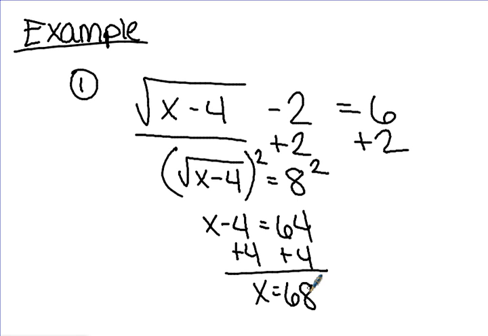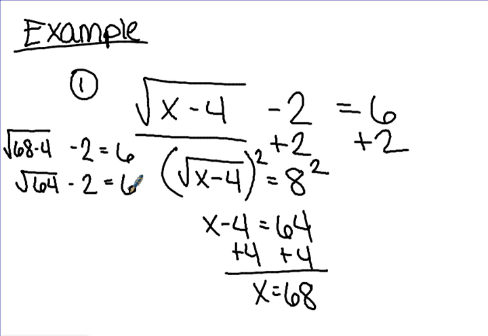So what we're going to do is substitute 68 in for x. So we have the square root of 68 minus 4, minus 2, and it should equal 6. Well, 68 minus 4 is 64. The square root of 64 is 8. And 8 minus 2 is 6. So this solution checks. You must check every time you do one of these problems to see that the solution is true. I'm going to show you why in just a second.